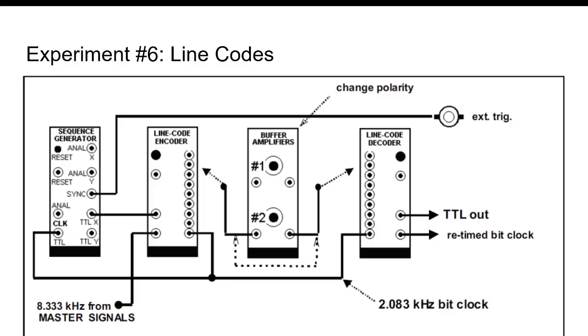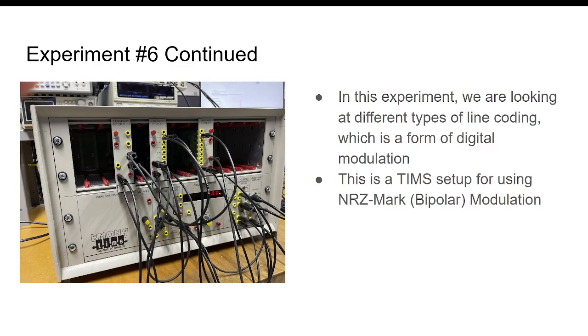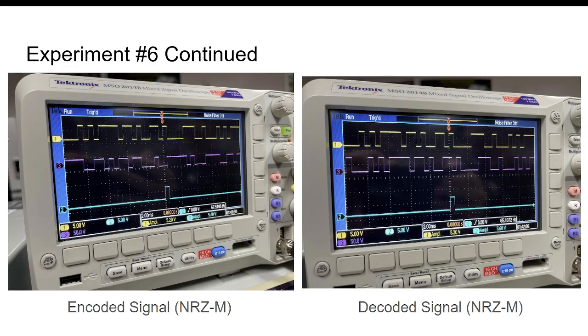Now for line encoding, this is the basic schematic that we follow for experiment 6. This is a picture of us implementing it on the TIMS module, and to begin with, we will do the non-return-to-zero mark bipolar modulation. As you can see in these pictures, the yellow signal is our input, what we are trying to achieve, and the purple signal is our modulation. And then the blue signal is basically just our trigger to restart the sequence again.